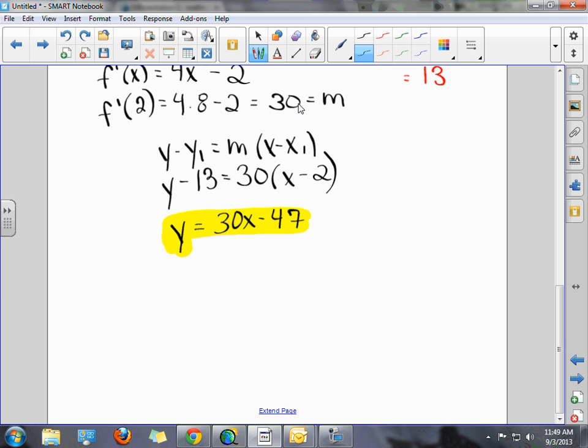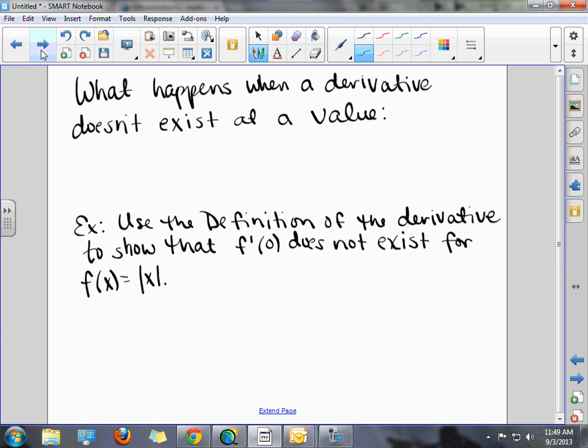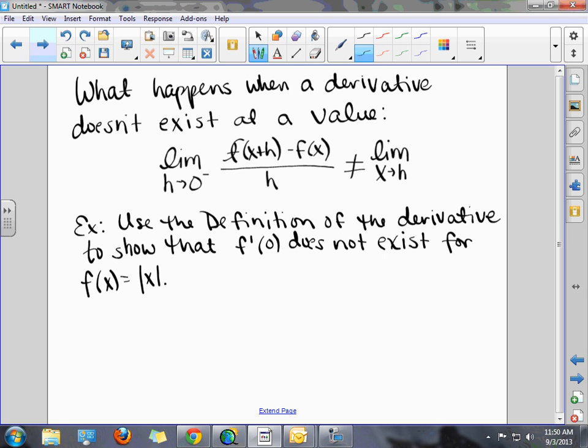Okay, so now let's see if we can use the definition of the derivative to show that the derivative doesn't exist. So what happens if the derivative doesn't exist as a value? Then the limit's not going to exist. Remember, the derivative is just a limit. So if we have the limit as h approaches 0 from the left, f of x plus h minus f of x all over h, this is not going to equal the limit as h approaches 0 from the right, f of x plus h minus f of x all over h. If these two things aren't equal, then the derivative is not going to exist at this value x.